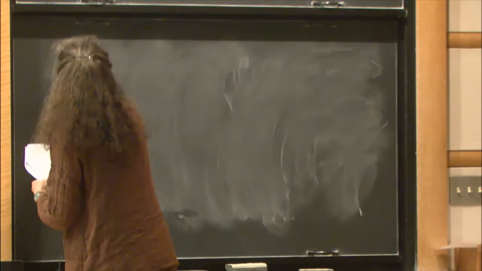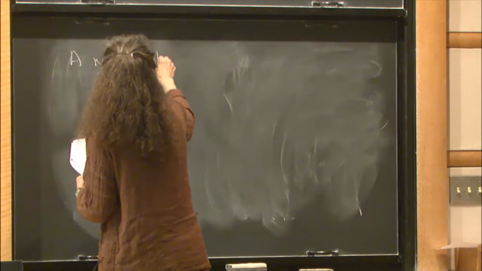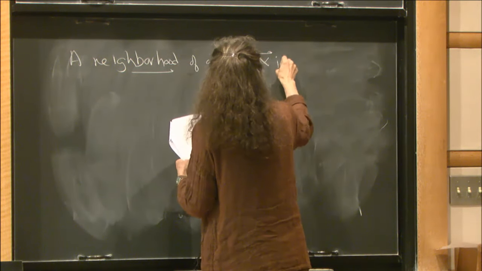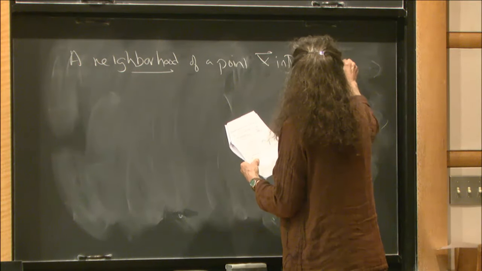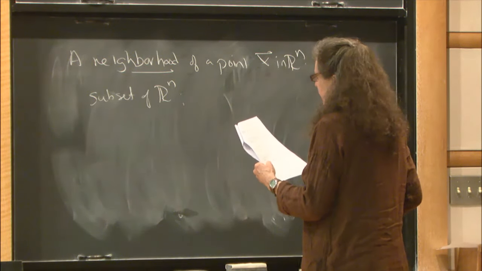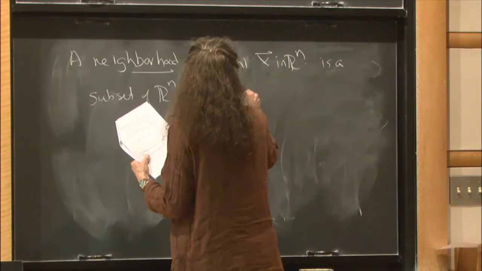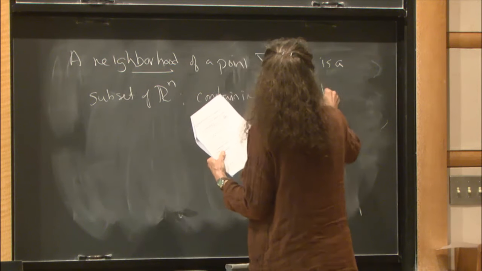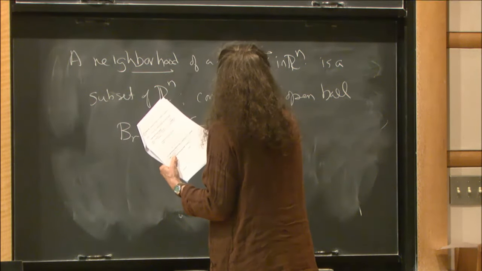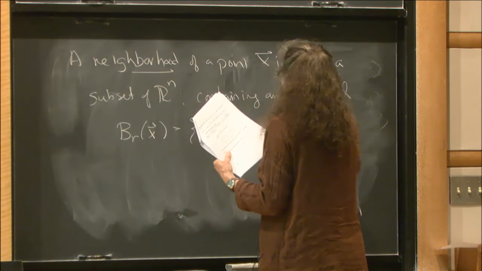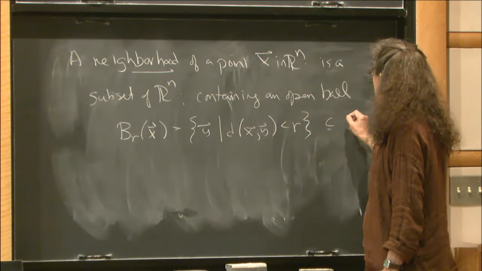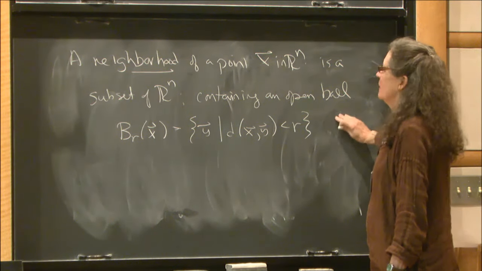So a neighborhood of a point x in Rn is a subset of Rn containing an open ball. The open ball B sub r of x is the set of all points y such that the distance between x and y is less than r. So this is an open ball of radius r with center x. So for every x, it contains such an open ball. And this is called a neighborhood.